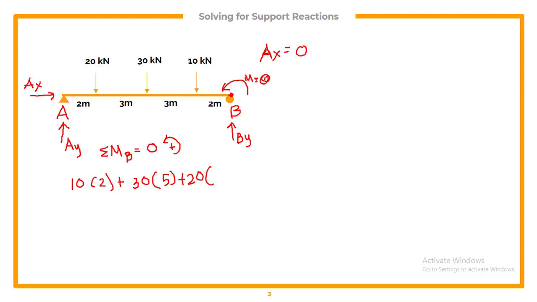its moment arm, which is not just 3. You add 2 plus 3 plus 3. So we have 3, 4, 5, 6, 7, 8. This is 8.